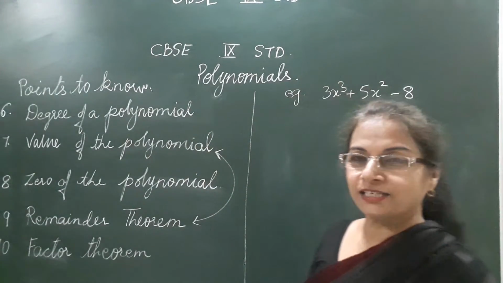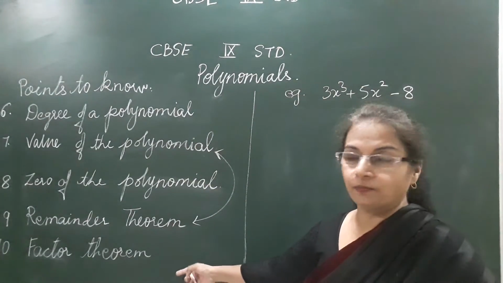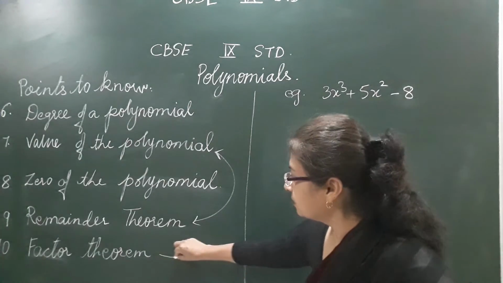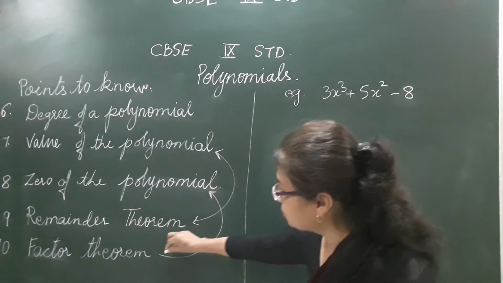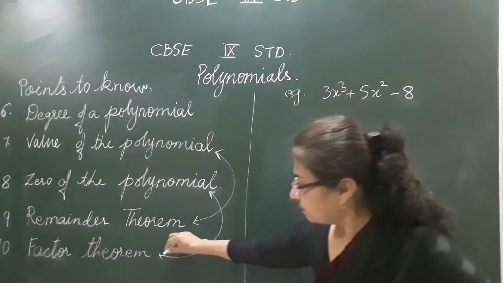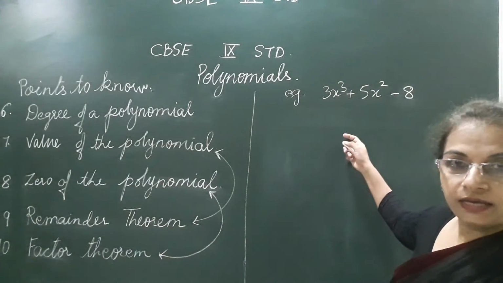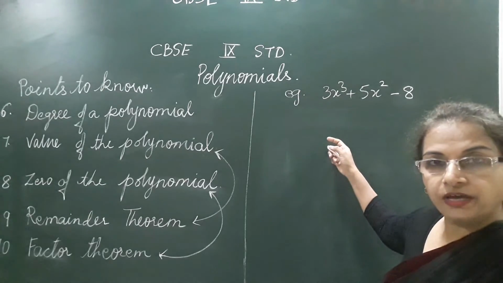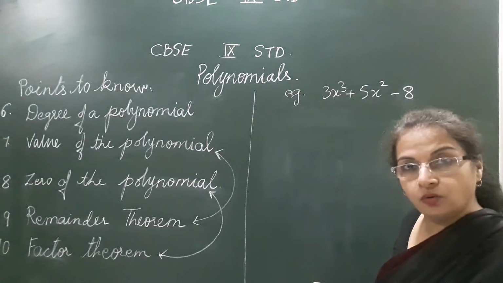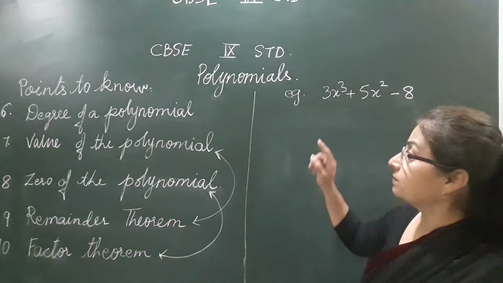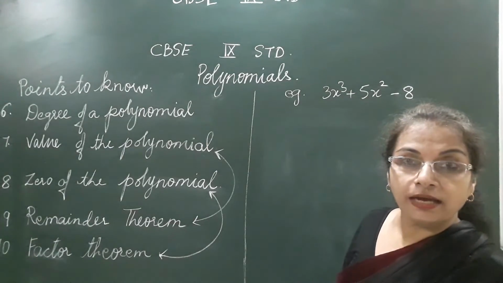And now we come to the last topic, okay? Factor theorem. Again, factor theorem is very closely related to the zero of the polynomial. It says, if I substitute some value of x over here, and if the remainder comes 0, then I declare that particular value gives a factor of that polynomial.